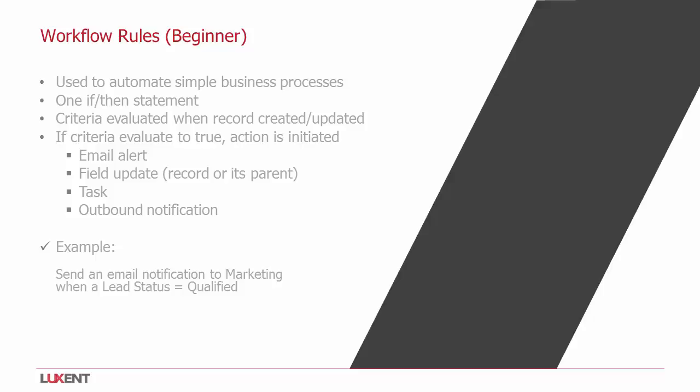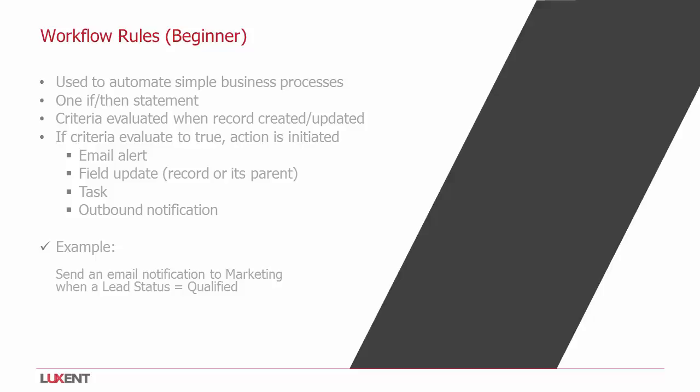There are 4 types of actions available to you when using a workflow rule. These include email alerts, field updates, tasks, and outbound notifications, which are just a way to send data to another system outside of Salesforce. Generally, simple one-step updates or notifications can easily be accomplished using a workflow rule.